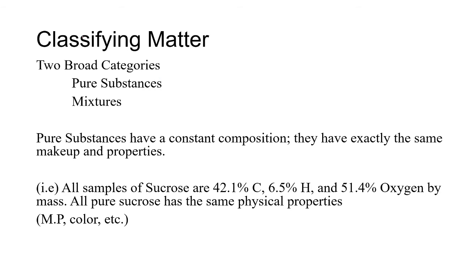There it is. So, classifying matter. We have 2 broad categories. We have pure substances and we have mixtures. Just as a general rule of thumb, you're going to see many mixtures in your life and many mixtures in chemistry. Pure substances are much less common.